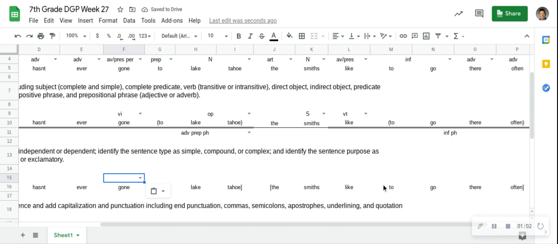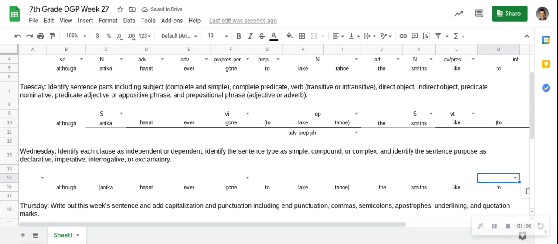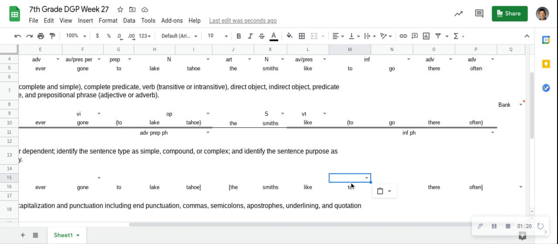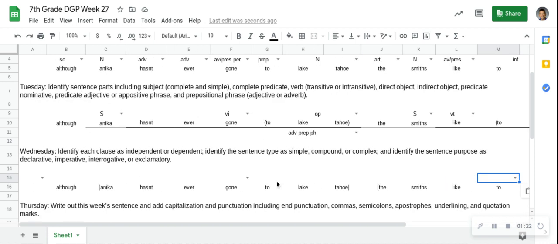Notice that although is not in either of the clauses. Remember, it's a conjunction. Okay, and in reality, this conjunction could go either at the beginning or in between. So it could be Annika hasn't ever gone to Lake Tahoe, although the Smiths like to go there often. Okay, so you could have it in either location. They just have it at the beginning. So since they have it at the beginning, there does not need to be a comma after this, although.